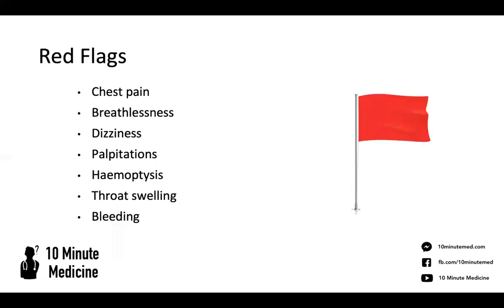So what are some red flags to keep a note of in hypotension? Chest pain, like I said before, ACS can cause hypotension, so it's very important to assess for chest pain. Breathlessness, again with the PE, the pneumothorax. Dizziness, palpitations, hemoptysis, because obviously that hemorrhage, this could be a variceal bleed, which is a very severe bleed.